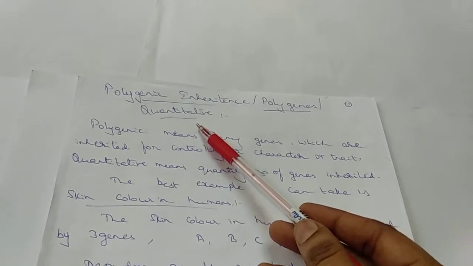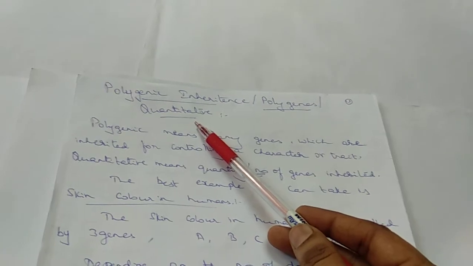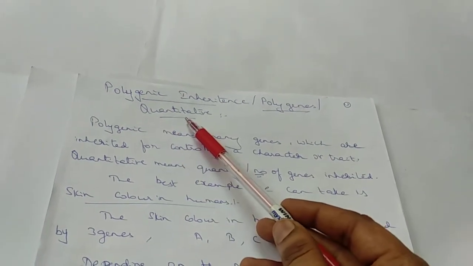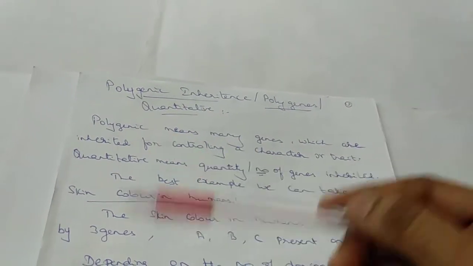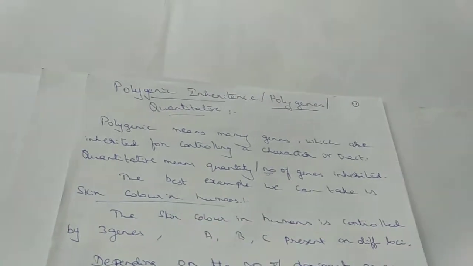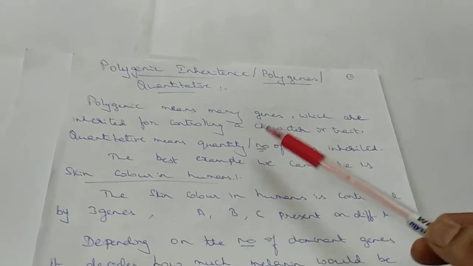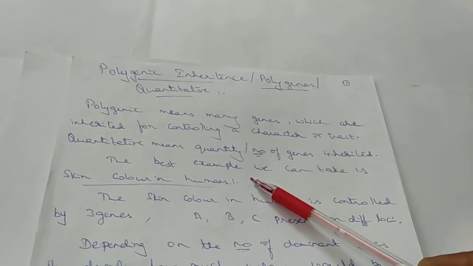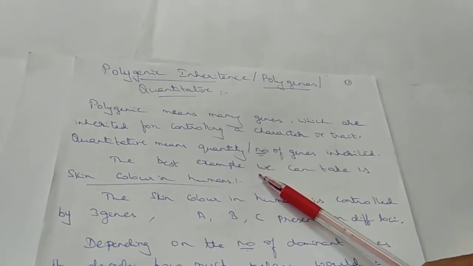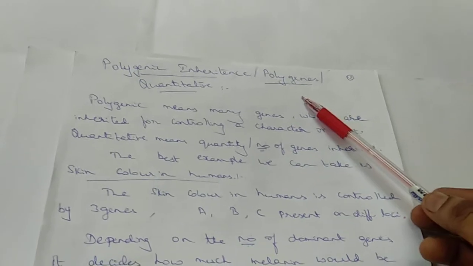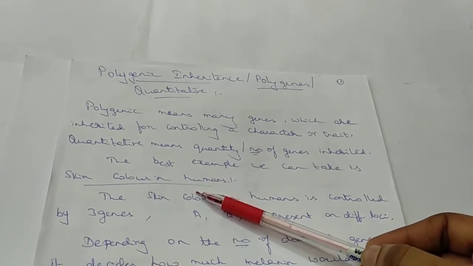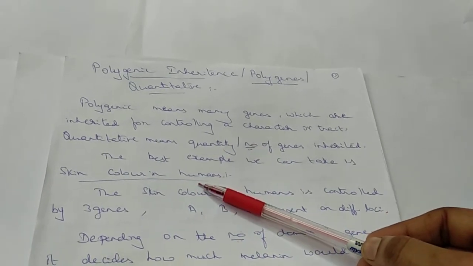It can also be called quantitative because the word quantity refers to number, where many genes are going to control a character. For the explanation of this, the multiple factor inheritance or the polygenes, the best example we can take here is the skin color in humans.